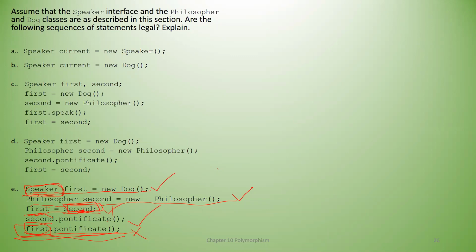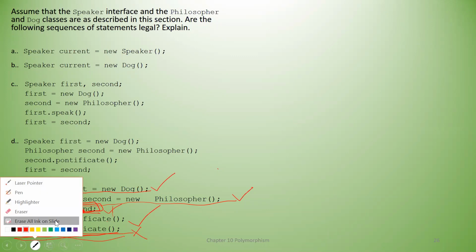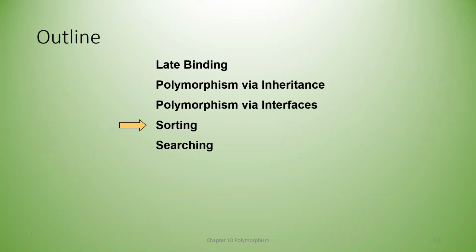Any questions, everybody? No questions? Okay, let's continue. So we finished late binding, polymorphism via inheritance, and polymorphism via interfaces. These are really the essence of OOD, object-oriented design, and OOP, object-oriented programming. In the more complicated programs, they involve inheritance and interfaces and late binding.